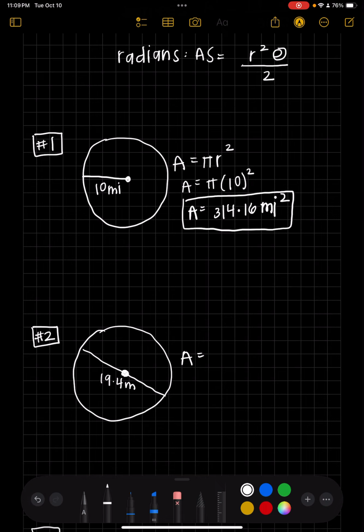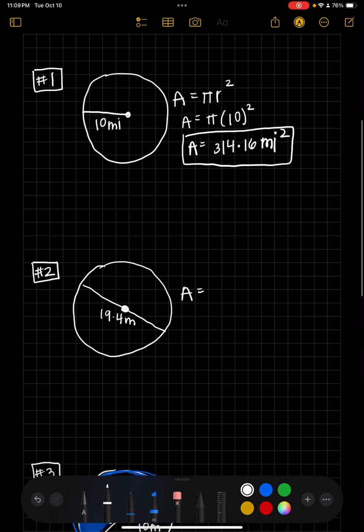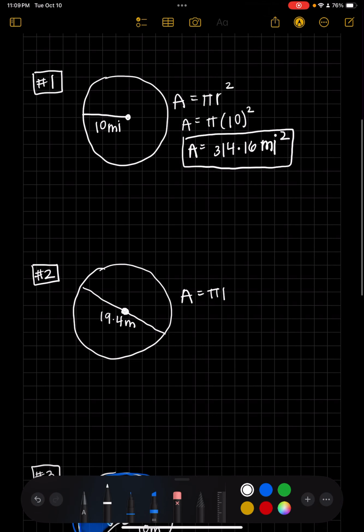All right, so now let's go to the next one. The next one, again, is asking us to find the area, so our formula we're going to use is area is equal to pi r squared, but this time it doesn't give us a radius right off the bat. Like I said, there's not a formula that uses diameter, so what we need to do is take the diameter and find the radius.